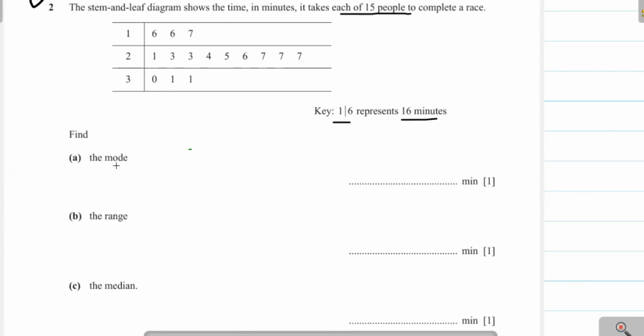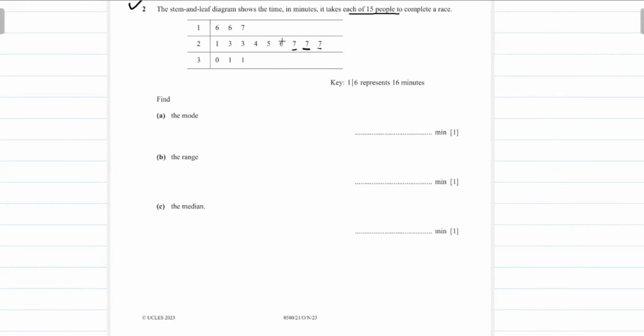And the mode, we have to find the mode. Mode is the most occurring value. You see here 27 is the most occurring value. Therefore, this is the mode of the data. Next is part B, the range.